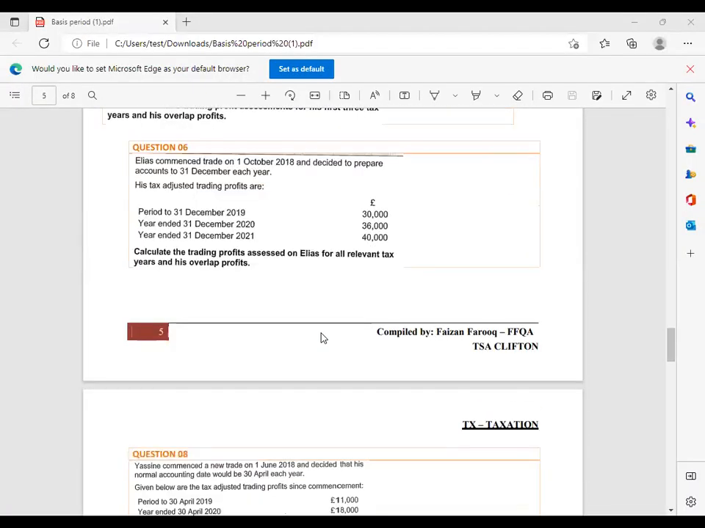Next question is question number 6, Alias, from our handout. Okay, so as our format is, we are using it: tax year, basis period, working, and assessable profit at last. So the first year will be when we started the business, 1st October 18 till the very first 5th April, which will fall in 19, right or wrong?